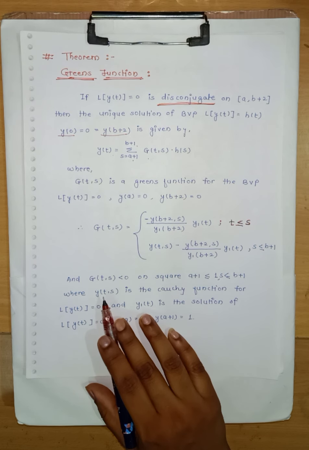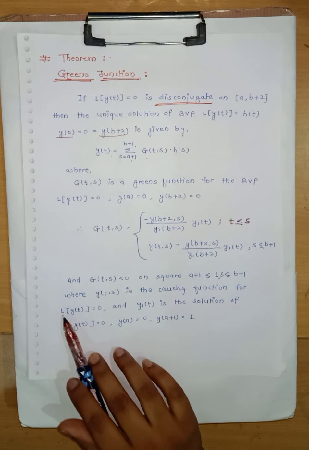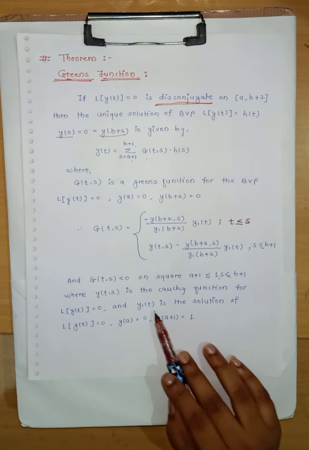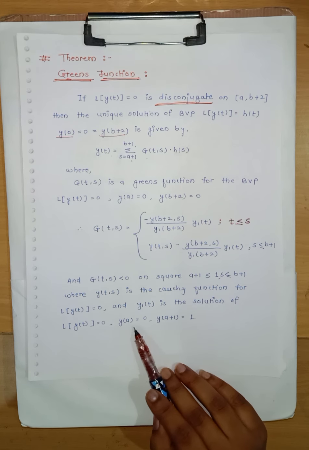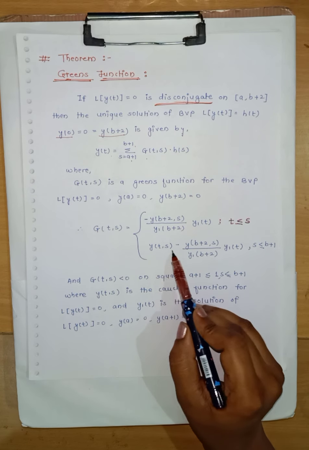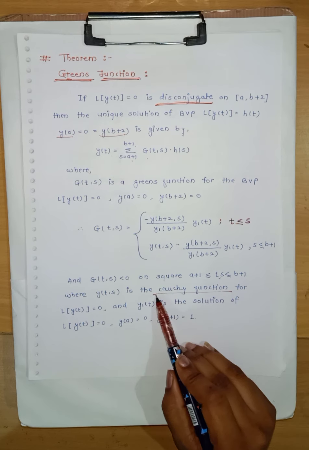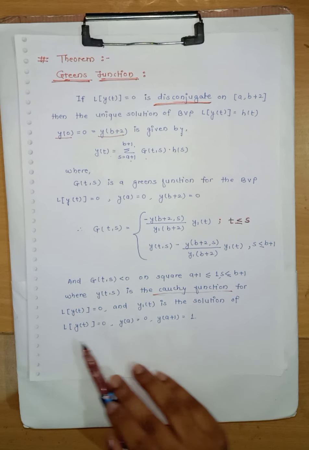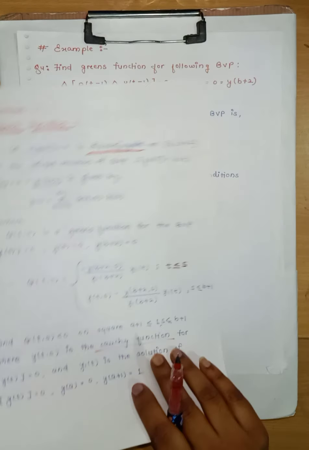where y of t, s is the Cauchy function for L of y of t equals 0, and y1 of t is the solution of L of y of t equals 0, where y of a equals 0 and y of a+1 equals 1. This y of t, s is the Cauchy function, and we have already seen Cauchy functions earlier, and y1 of t is the solution of L of y of t equals 0. This is the statement of the theorem.